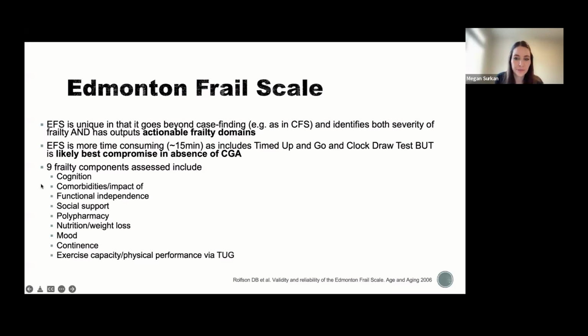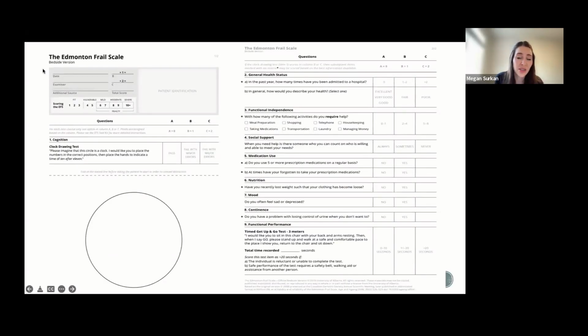So this EFS was developed by Dr. Rolfson out of Edmonton and validated in 2006. So the EFS, as you can see, there is a measure of cognition. So this could help us identify those at risk of post-op delirium. Overall, just general health or medical status. They look at functional independence. Is this someone who is driving, doing their laundry, housekeeping, doing their own money, or is this someone who needs support with those things? They look at social frailty, which I think is quite unique and really good.